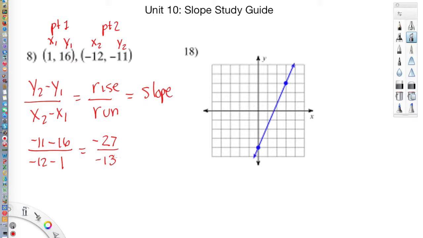Now a negative divided by a negative is a positive, so we could say that this is also equal to 27 over 13. What does that mean? 27 up and then 13 to the right. That's where you're going to find every point. See, your slope is just directions along your graph. You find a point on the line, and then the slope says, okay, go so many blocks up and then so many to the right, or it might say down if it's negative and left if it's negative as well.